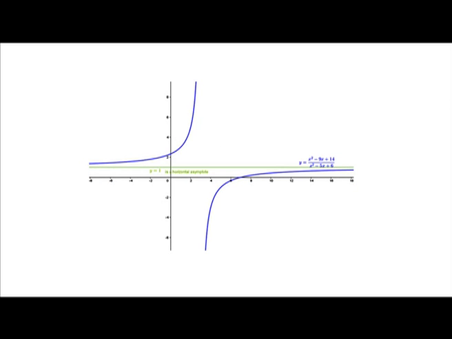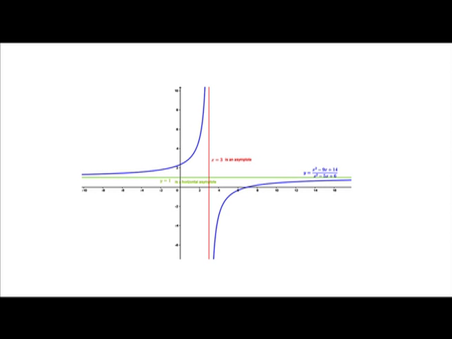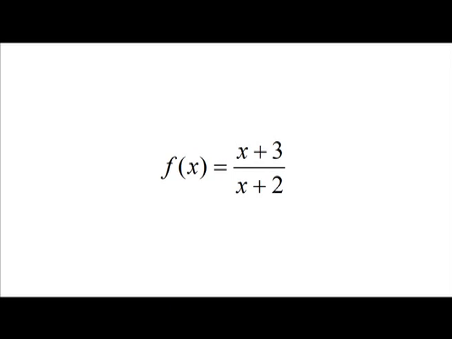Therefore, y equal to 1 is a horizontal asymptote. Remember, we have already proved in the last session that x equal to 3 is a vertical asymptote. Thus, the given function has both vertical and horizontal asymptotes here. As another example, let f of x be equal to (x plus 3) divided by (x plus 2).